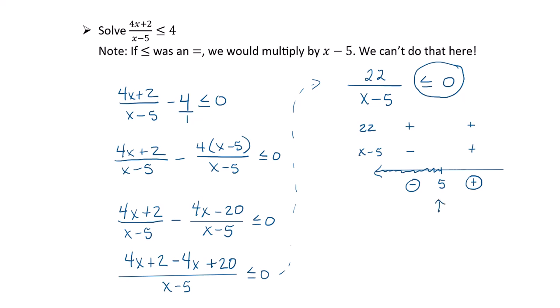And do I include 5? Well, 5 does not make that rational expression have a value of 0. It causes it to be undefined because it's in the denominator. So I need to not use 5. My solution set then is negative infinity to 5, not including the 5. So you can see here that you could have a less than or equal to 0 or greater than or equal to 0, and you won't have a square bracket in some of these.